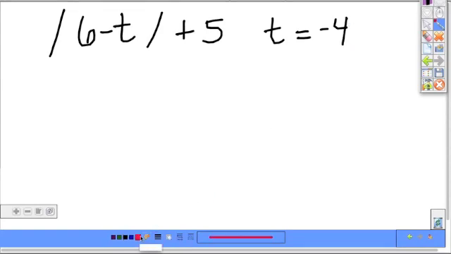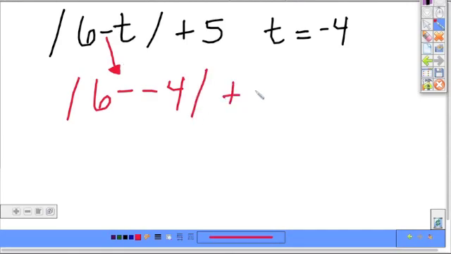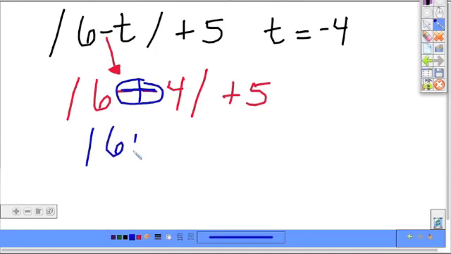Okay, first thing I'm going to do is just a normal swap out. Keep the absolute value. Keep the 6. Keep the subtraction. Instead of t, I'm now going to make it -4. Notice, I have to keep the first subtraction symbol. You can't just kick that one out. Okay, absolute value, +5. Now, as you remember, what do I do when I have 2 negatives touching side by side? I circle them and change them into one big positive. So let me rewrite this. Absolute value, 6 plus 4, absolute value, +5.